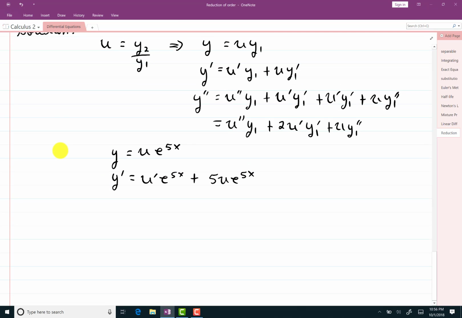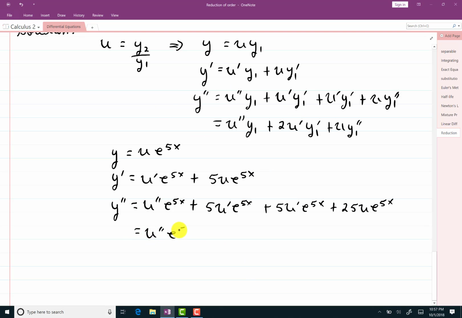And then finally, y double prime will equal u double prime e to the 5x plus 5u prime e to the 5x plus another 5u prime e to the 5x. And then finally, the derivative of e to the 5x will give us 25u e to the 5x. And just as I did with these things, I can simplify just a little bit by combining the middle two terms.